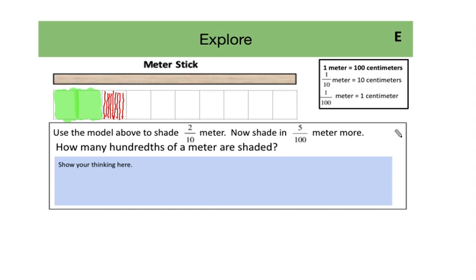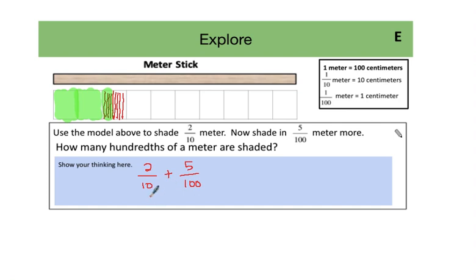Okay, so now I'm going to go ahead and shade in that 5/100ths. So it says, how many hundredths of a meter are shaded? Well, we know it's 2/10, and we know we're adding also the 5/100ths. But if you remember from earlier in the year, when adding fractions, we need to add fractions with like denominators. So you'll notice we have a denominator of 10 and a denominator of 100.